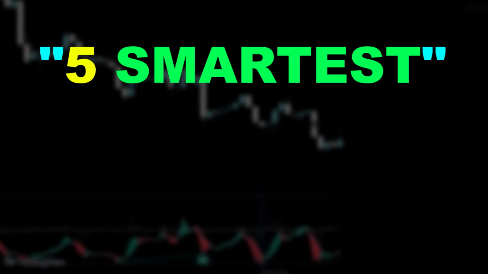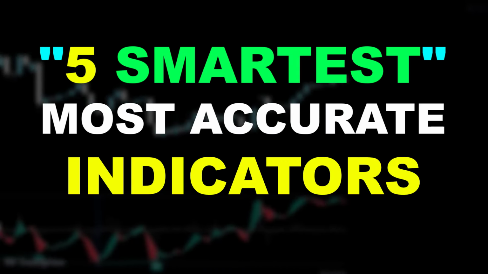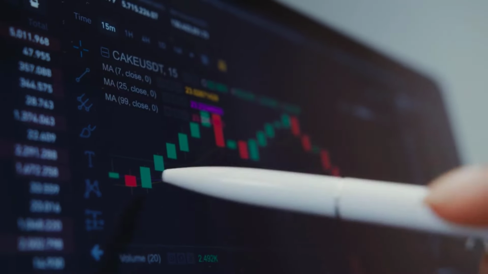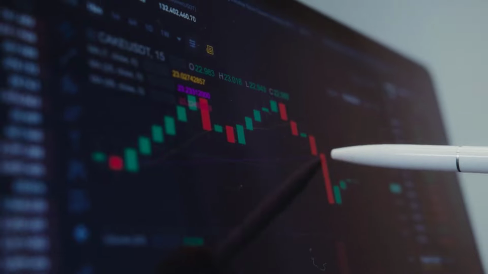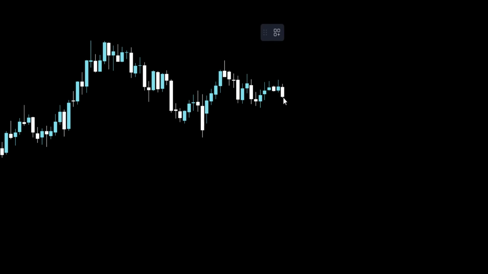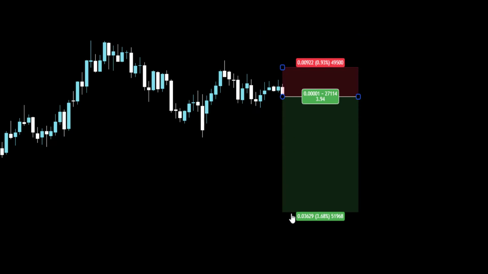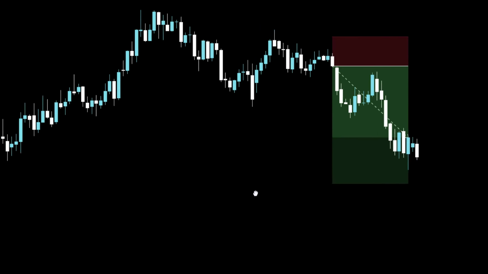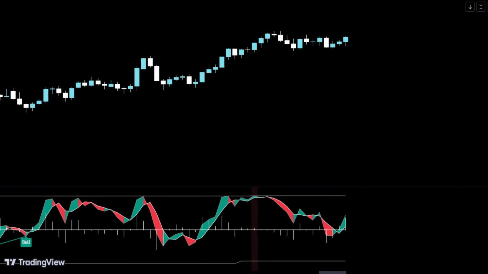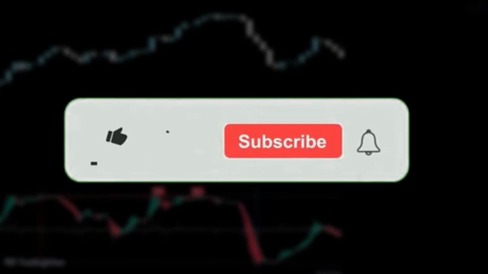This list of the 5 smartest and most accurate indicators on TradingView is essential for any trader, whether it's a day trader, a scalper, or a swing trader planning their next big trade. These powerful tools are essential for profiting from quick market moves, aiming for precision in the midst of the action, or swing trading.